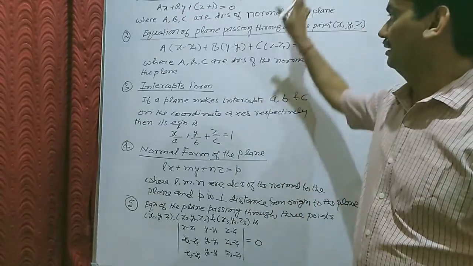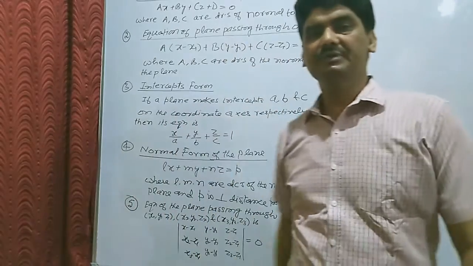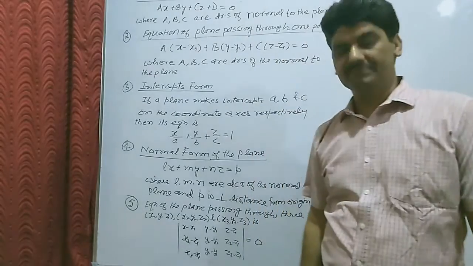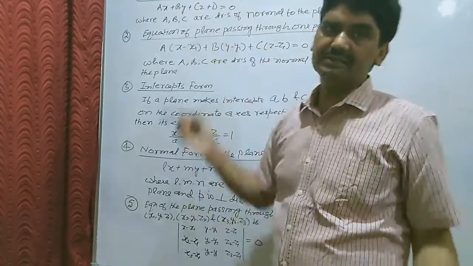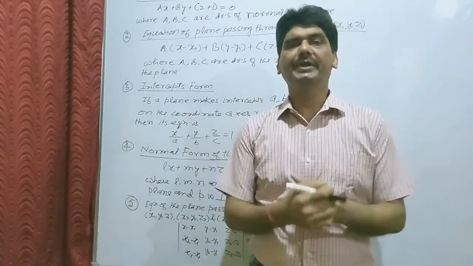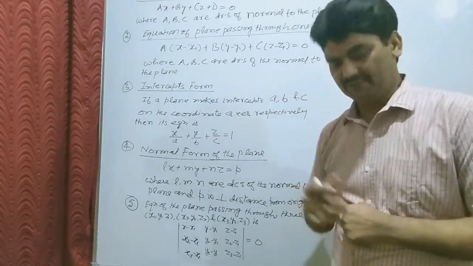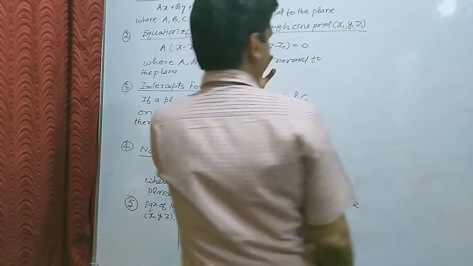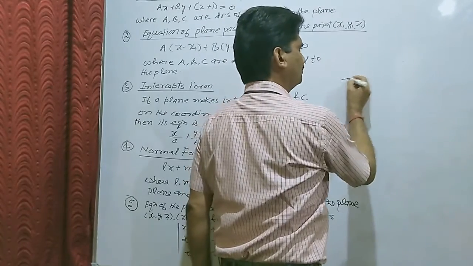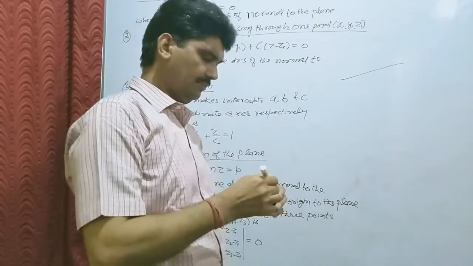After completing the first topic, direction ratios and direction cosines, now we start the plane in three-dimensional geometry. A plane is a surface in which, if the joining of 2 points lies in that surface, it is called a plane. For example, this board is a plane. If there are any 2 points, then the joining of these points also lies in this surface. So it is called a plane.